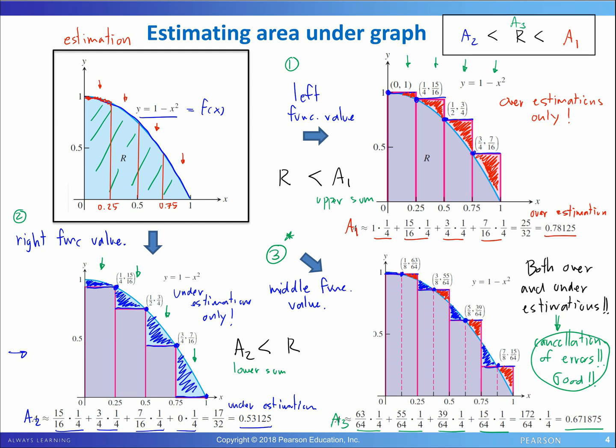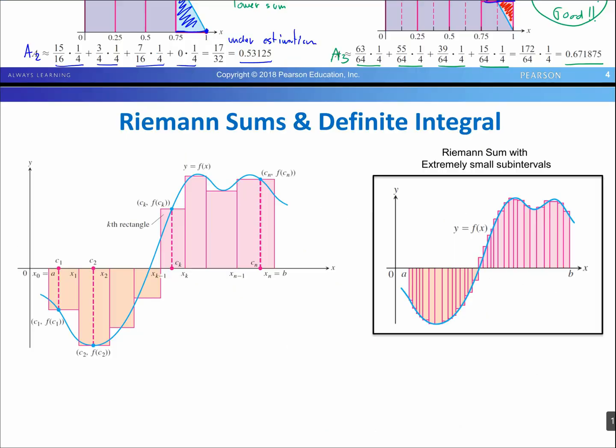And now let us decide which one is the best estimation option to estimate the area of R in this case. Of course, we have to pick A3. The middle point should be closest to R. And we are going to use this type of estimation for definite integral. We are going to see that in the next slide.